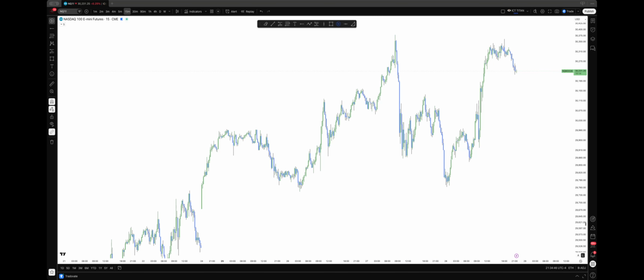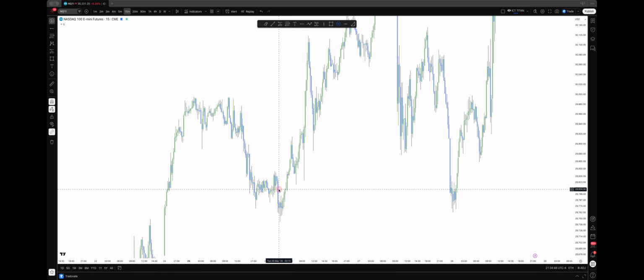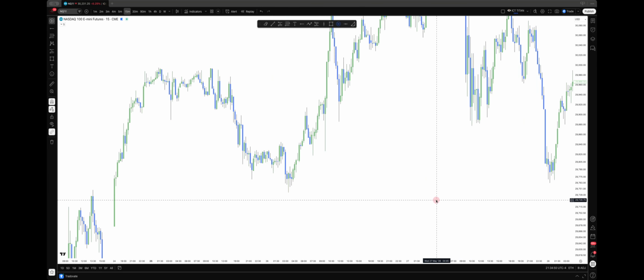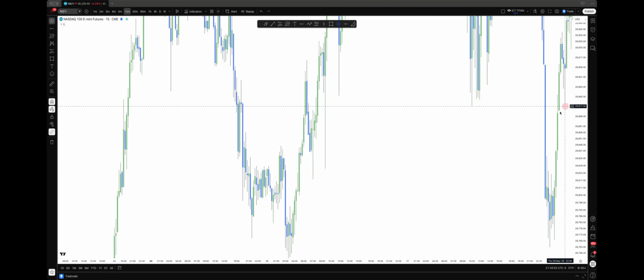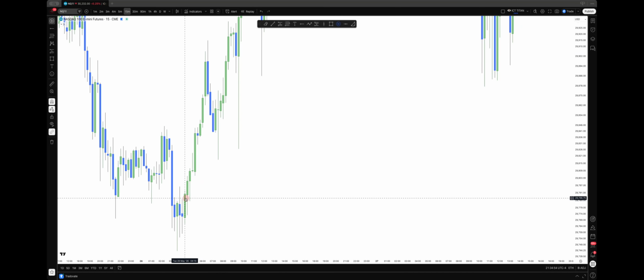Alright? On 15 minutes, I see a very straightforward BPR right over here. If there is, check on a 15 minute. Fair value gap, fair value gap, fair value gap. Where is the fair value gap? One is right over here. Where's another one? One right here, another right here.